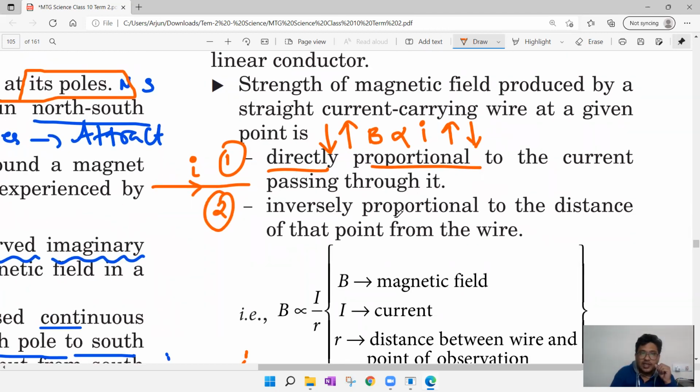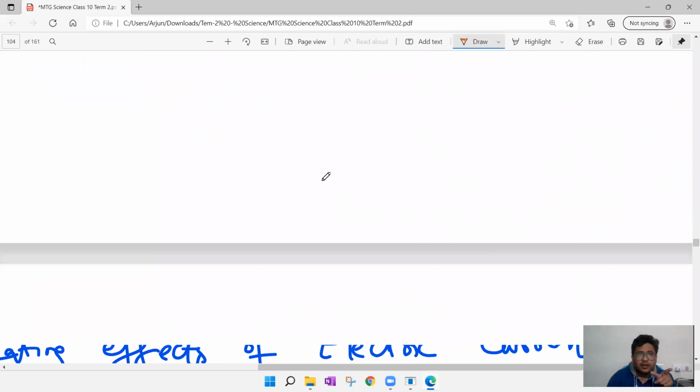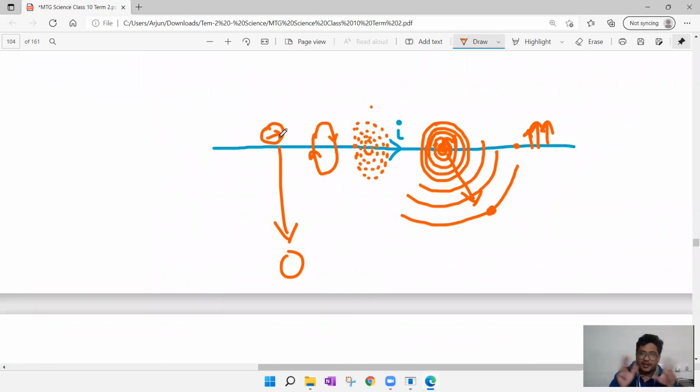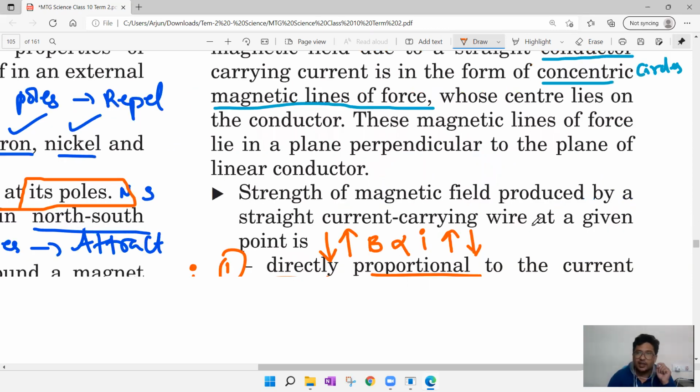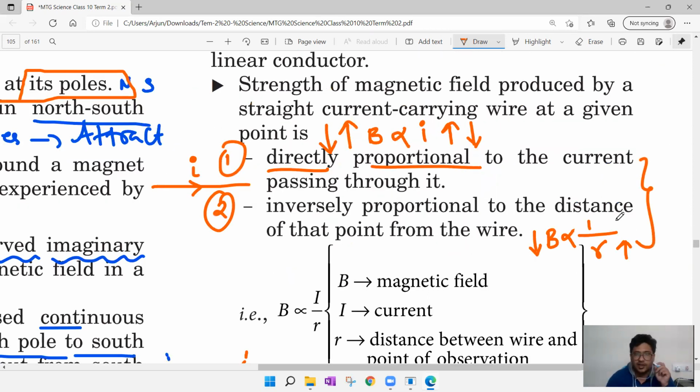And the second point: it is inversely proportional to the distance of that point, meaning the magnetic field decreases as the distance increases. So B is inversely proportional to the distance R. If R is increased, the magnetic strength will decrease. That's what I told you here. If I place the compass needle here, we can observe some deflection, but if you place it here, you see the distance. When distance is increased, the magnetic field will decrease. Same concept: when you move away from the conductor, the circumference, diameter or radius increases, and when it increases, the magnetic field decreases. Those are the two points you have to understand, and they are important because they might ask questions regarding them.